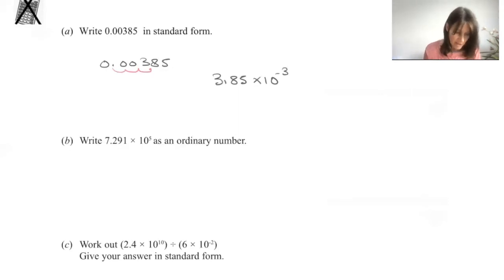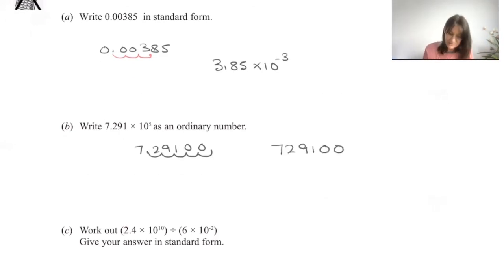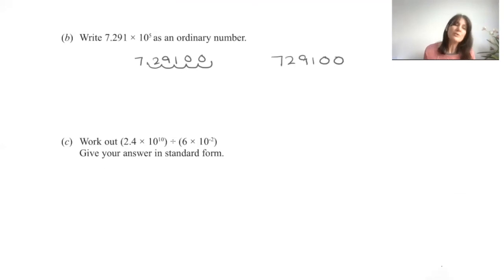Okay, so 7.291. This is 10 to the power of 5, so it is a big number. That positive power tells me so. So I'm counting 1, 2, 3, 4, 5. I've got a couple of empty buckets appearing. So my final answer tidied up is 72910.